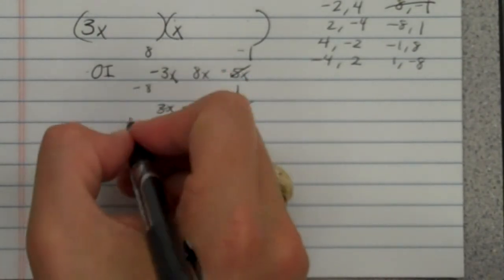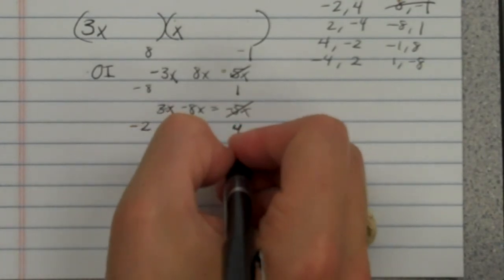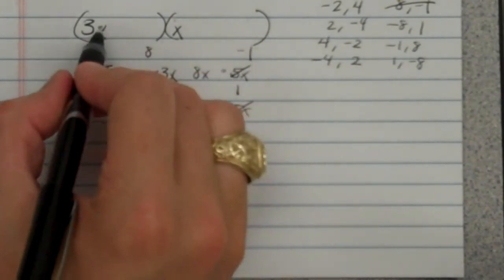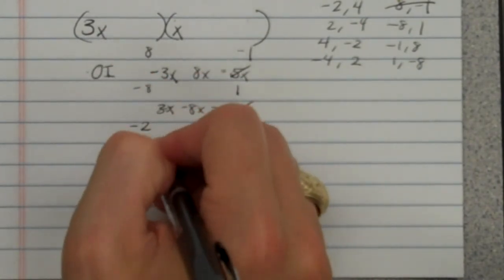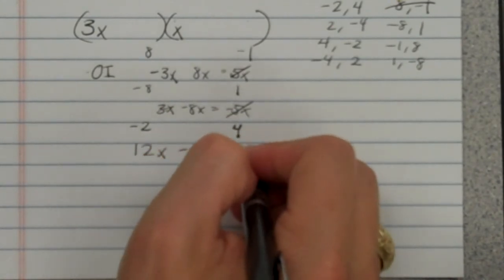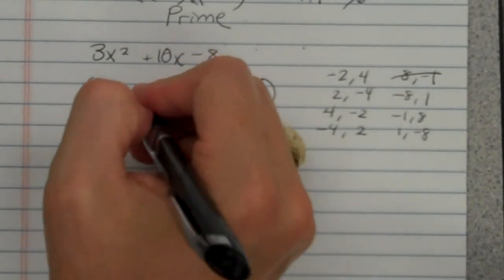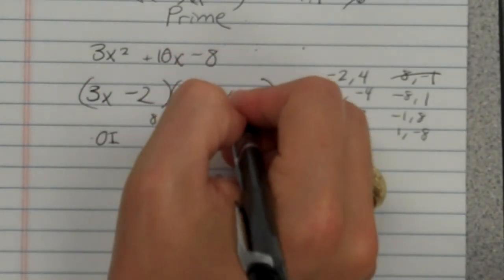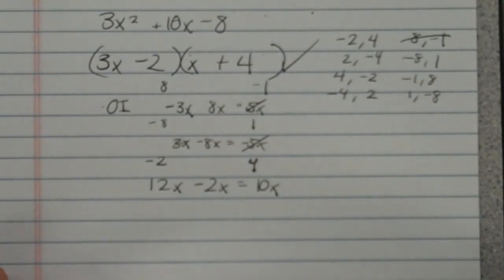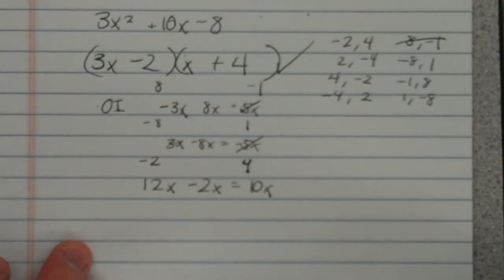Let's try this one. Negative 2 and 4. Okay? So 3x times 4 equals 12x. Negative 2 times x equals negative 2x. That gives 10x. And that's what I originally wanted. So that means that that's correct. And that's the way that you find it. Okay? And that's the end of 5-4 for now.